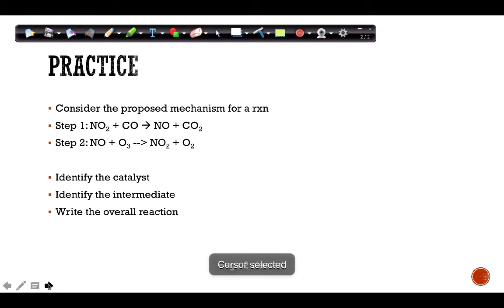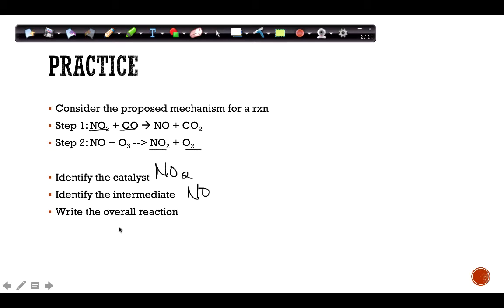All right, so let's consider this mechanism. Identify the catalyst, identify the intermediate, and write the overall reaction. A catalyst will be a reactant in the beginning and then a product at the end, so the catalyst would be O2. The intermediate would be produced in one step and used in the next. So I have NO and CO2, and my intermediate would be NO.